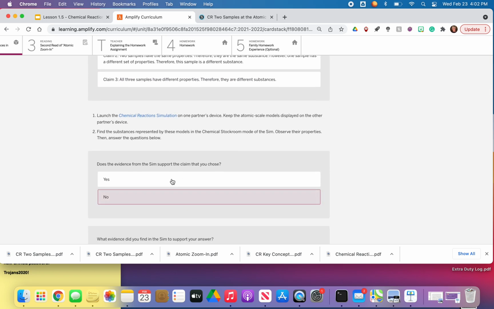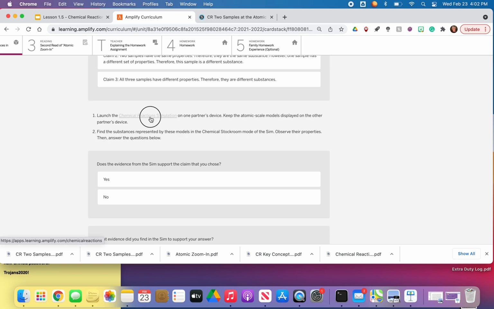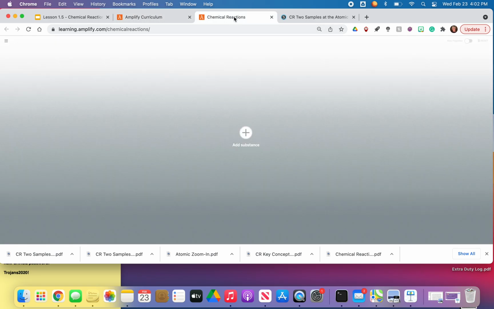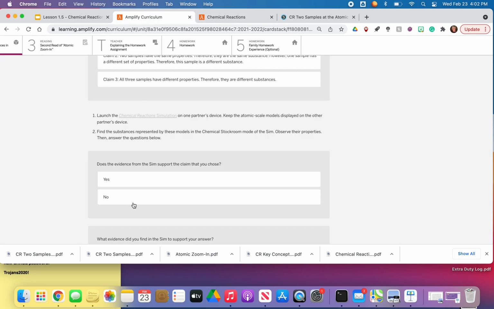So you're going to go ahead and launch the chemical reaction simulator. And I think I will go ahead and do that for you. You guys do it. I'm going to keep the directions here. So you guys are going to go ahead and go into the simulator, and I'll keep the directions here, and I'll tell you what to do. I'll be your partner today, okay?